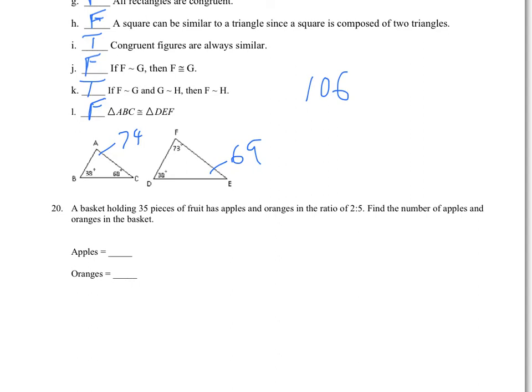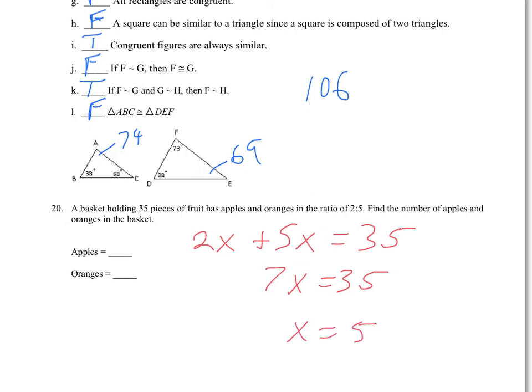Okay, moving on to number 20. A basket holding 35 pieces of fruit has apples and oranges in the ratio of 2 to 5. Find the number of apples and the number of oranges in the basket. So 2 times a number plus 5 times the same number is going to equal 35. We end up with 7x equals 35. Divide both sides by 7 and x equals 5.